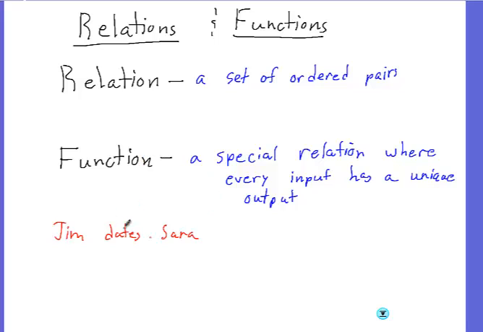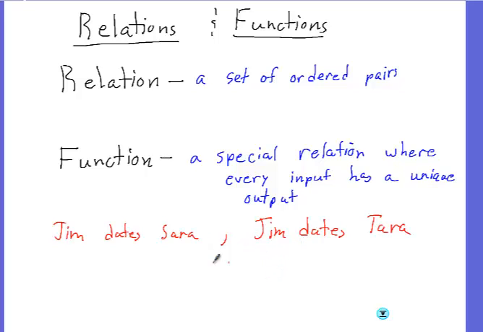In order for this to be a functioning relationship, Jim can only date Sarah. Jim can't date anybody else. Okay, so let's say that Jim on the side dates, I don't know, Sarah's sister, Tara. All right, this is still a relationship because Jim is dating Sarah. That's a relation. Jim is also dating Tara. That's also a relation. But is Jim in a functioning relationship?